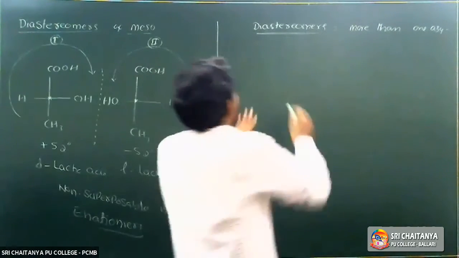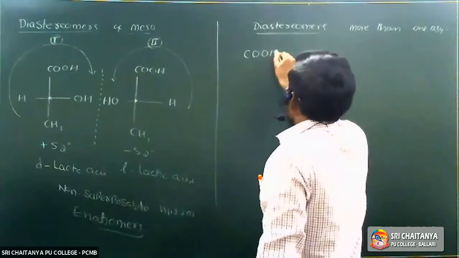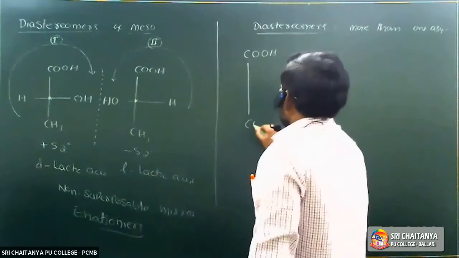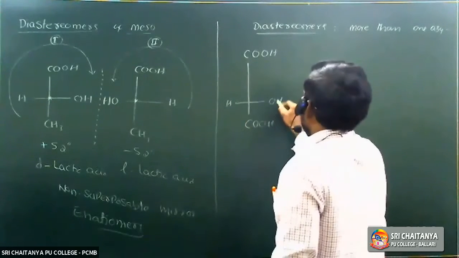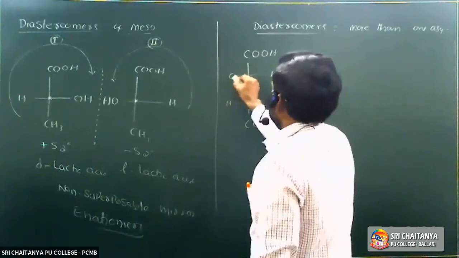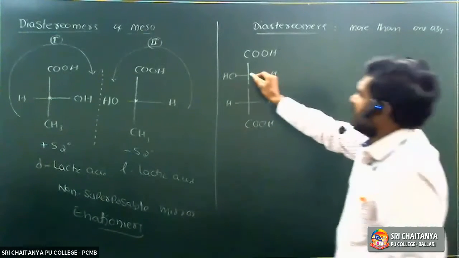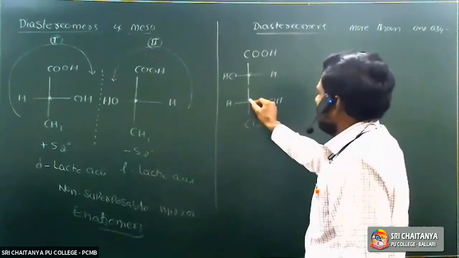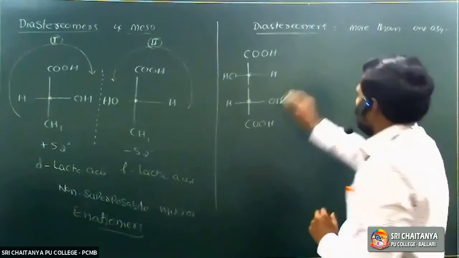Next, what are diastereomers? Take COOH, H, OH, next H, OH. It is tartaric acid. So this carbon is an asymmetric carbon, and this carbon is also an asymmetric carbon. So this orientation is the first possibility.